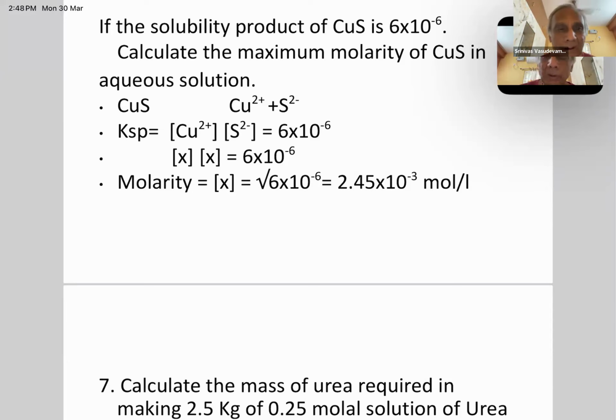If we take 1 mole per liter of CuS, let us say it gives you X mole per liter of Cu2+ and X mole per liter of S2-. So Ksp equal to concentration of Cu2+ and concentration of S2-, which is X into X square, which is equal to 6 into 10 power minus 6. So by taking square root, X equal to 2.45 into 10 power minus 3 mole per liter. That's the answer for the numerical taken.